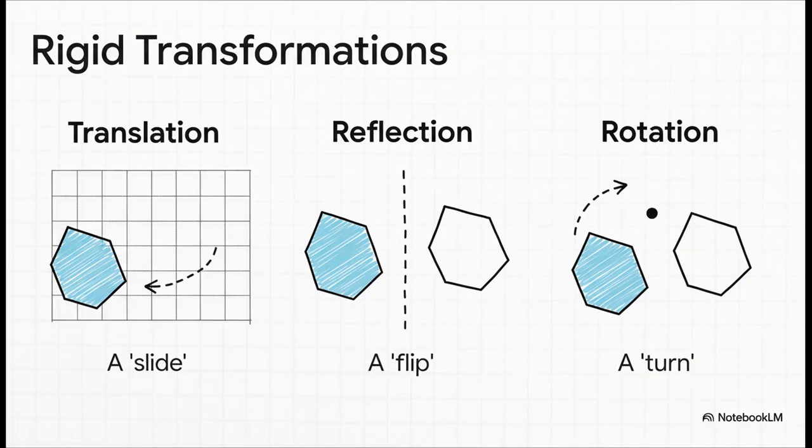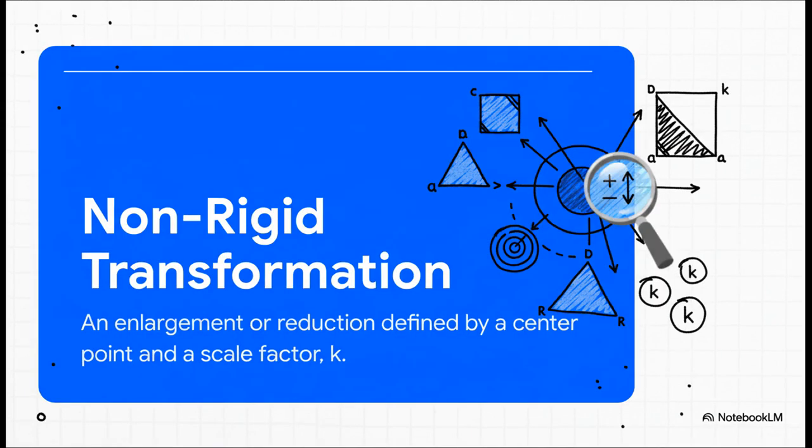So, when we talk about those rigid movements, there are really only three main types you need to know. A translation is just a slide from one spot to another. A reflection is a flip over a line, kind of like looking in a mirror. And a rotation is a turn around a fixed point. Slide, flip, turn. That's pretty much it. Okay, now what about the non-rigid ones?